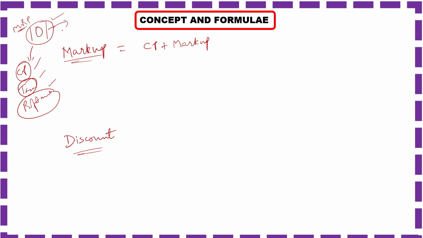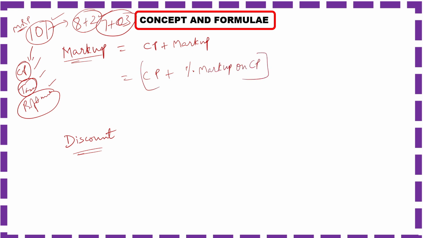So this 10 rupee markup is a combination of cost price and some markup amount. Let's say if the cost price is 8 rupees, then the markup will be 2 rupees. If the cost price is 7 rupees, then the markup will be 3 rupees, right? So markup price is equal to cost price plus some markup, which also means cost price plus a percentage of markup on the cost price, right?